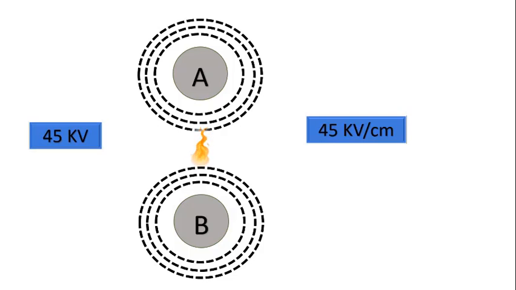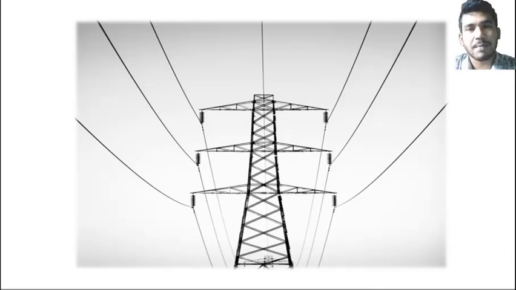We can see in this slide. The same thing happens when conductors are carrying high or extra high voltage. The only difference is the distance between these two conductors. So when the lines are carrying high or extra high voltage, the air surrounding these electrodes becomes ionized. Intensity is maximum at the surface of the conductor. As we move away from it, it will be decreasing.